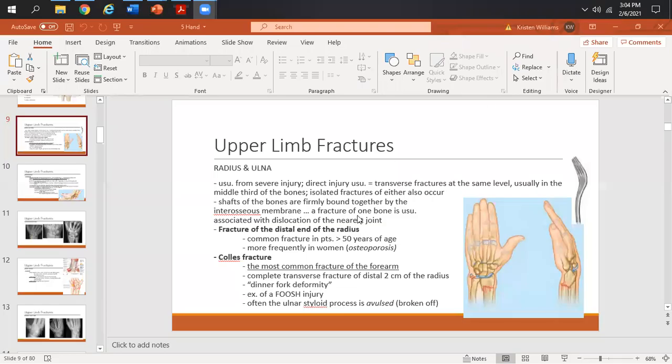Did you say falling on an outstretched hand? Yep, FOOSH, falling on an outstretched hand. It can cause many different types of fractures. This is one of them. Okay. Thank you. Sure.